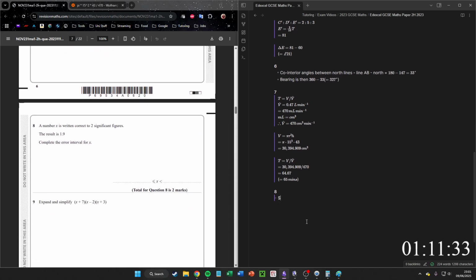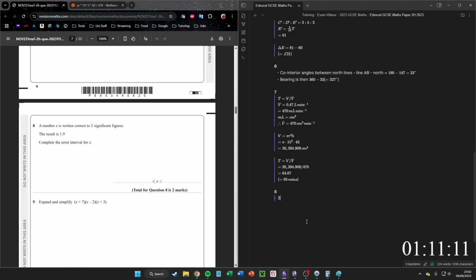Question number 8. A number x is written to two significant figures. The result is 1.9. Complete the error interval for x. This is one where I'm just going to divine it, to be honest. I think it's going to be 1 mark for each thing you put on either side of x, so I don't think I'll need to do much working out.